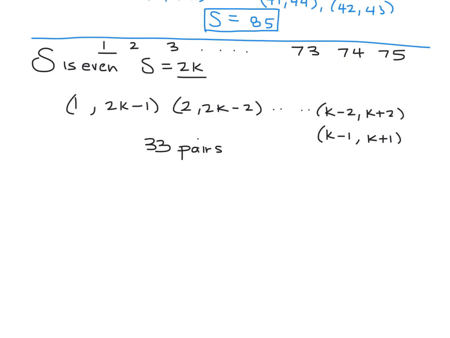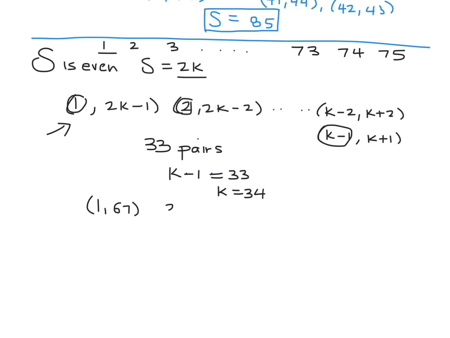like that, as always. And then we're going from 1 to 2 all the way to 33. So that means that K minus 1 is 33. And if that's the case, then K is 34. Substitute K equals 34 back into that, and we get 1 and 67, all the way to 33 and 35. You don't need to list them all. I think you can list the first two and the last two, and that should be sufficient. So this time S is what? 68.